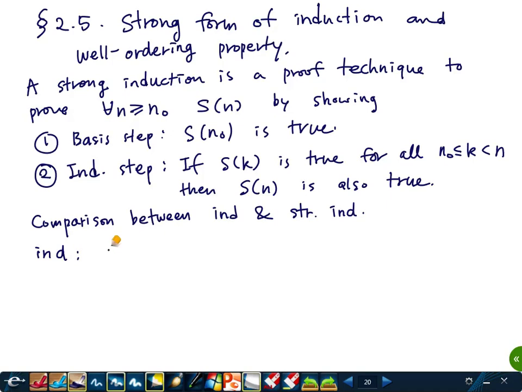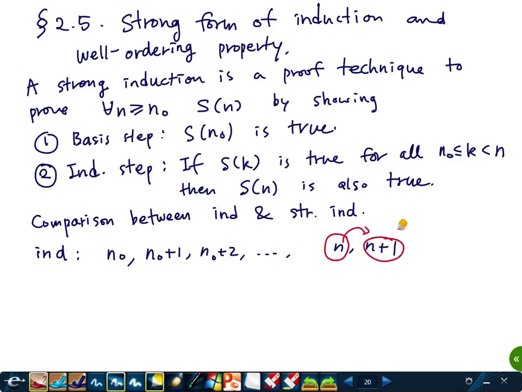So in this induction, what we do is we show that S(n0) is true. Let's say the basis steps are the same. Then the inductive step: we show that if this is true, then this is also true. This is what we do in usual induction, right? We show this basis step, and then we show the inductive step. If S(n) is true, S(n+1) is also true.